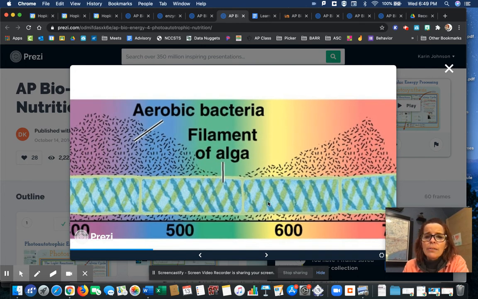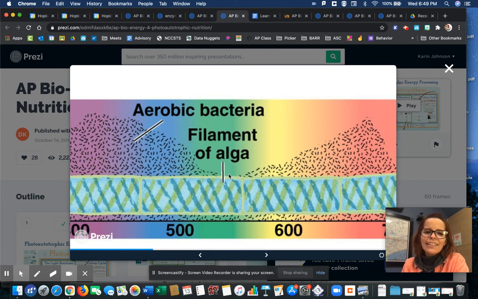This was Engelmann's experiment, where he grew bacteria on algae that was photosynthetic. This algae can do photosynthesis, and the bacteria are aerobic. That's super important. That means that they like oxygen. So they're going to grow in areas where there's lots of oxygen, and not in areas where there's not much oxygen. What Engelmann realized was that the bacteria were growing in large amounts in the purple and blue areas of the spectrum and in the red and orange areas, but very little bacteria was growing in the green areas of the electromagnetic spectrum.